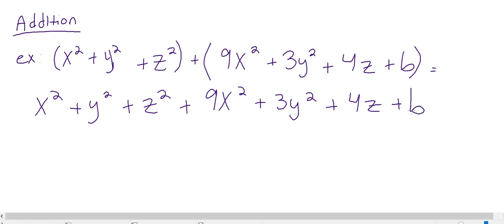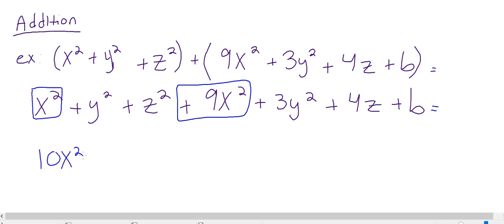Now we have to see, are there any 2 or more terms that we can add to each other because they have the same base and the same exponent? The first one we're going to look at is x squared. Do we have any more terms that have an x squared? Yes, we do. We have a 9x squared. Even though they have different coefficients, they have the same base and the same exponent, and they could be added. So 1x squared plus 9x squared is 10x squared.